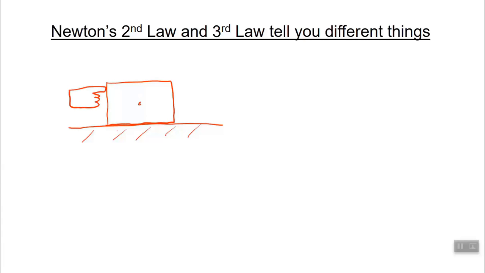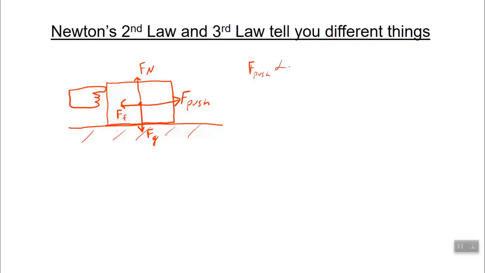So let's do a free body diagram on the box. You have the normal force going up. You have gravity going down. We're pushing it, and there's a little bit of friction resisting the push. So you have this pushing force and this friction force.